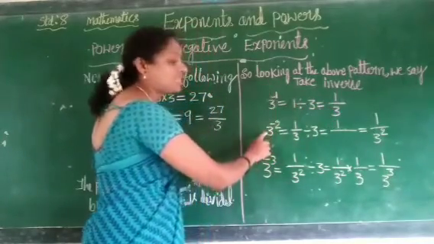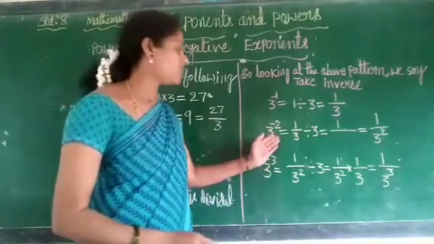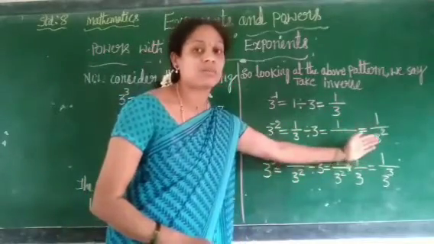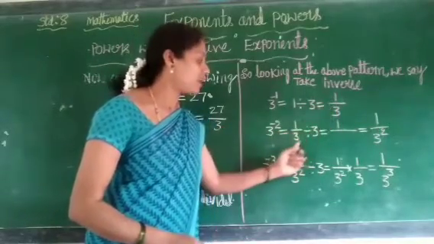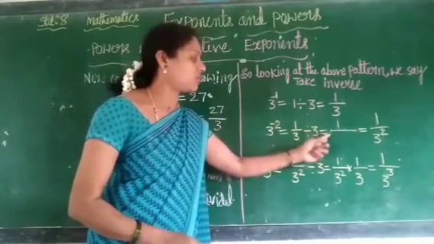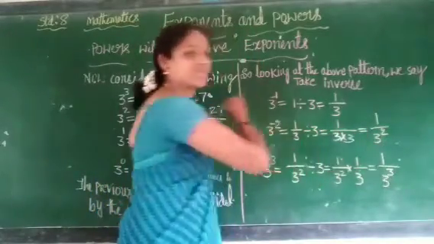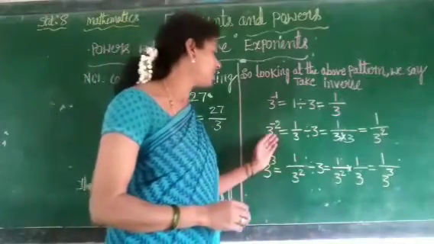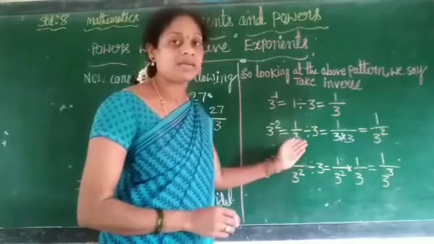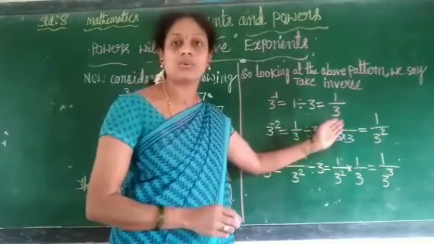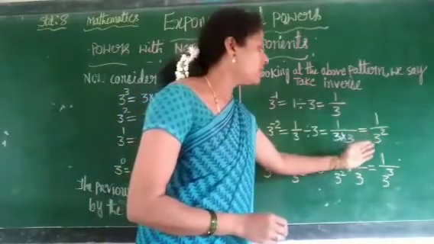Second one, 3 to the power minus 2 is equal to 1 divided by 3 to the power 2. So, in the middle portion, 1 by 3 divided by 3 is equal to 1 divided by 3 into 3. Once again, 3 to the power minus 2 is equal to 1 by 3 divided by 3, which is equal to 1 by 3 into 3, which is 1 by 3 square.